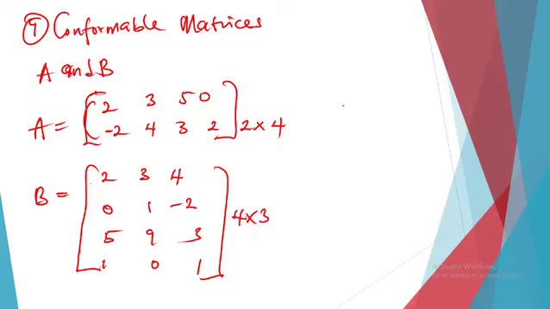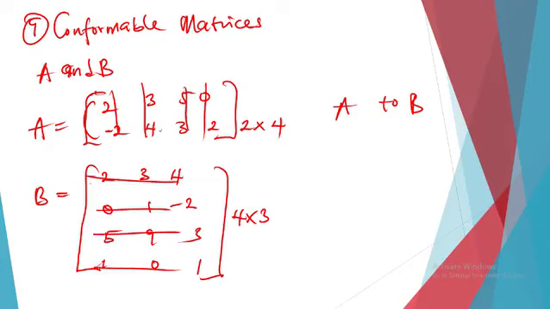So we say that A is conformable to B. It's because A has 4 columns, 1, 2, 3, 4, and then B has 4 rows, 1, 2, 3, 4. We say that two matrices are conformable when the number of columns in matrix A is equal to the number of rows in matrix B. Do you understand? And vice versa. So the number of columns in matrix A is equal to the number of rows in matrix B, and the number of rows in matrix B is equal to the number of columns in matrix A. Then we call them conformable matrices.